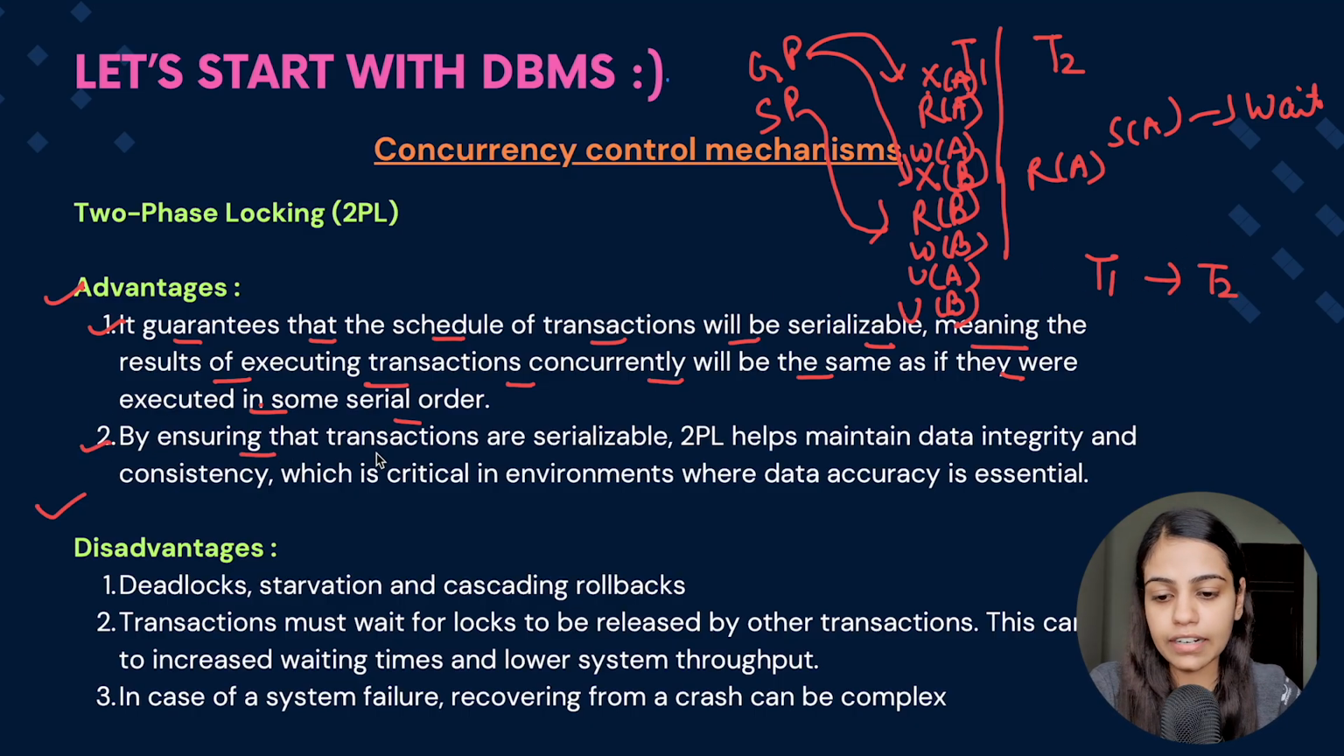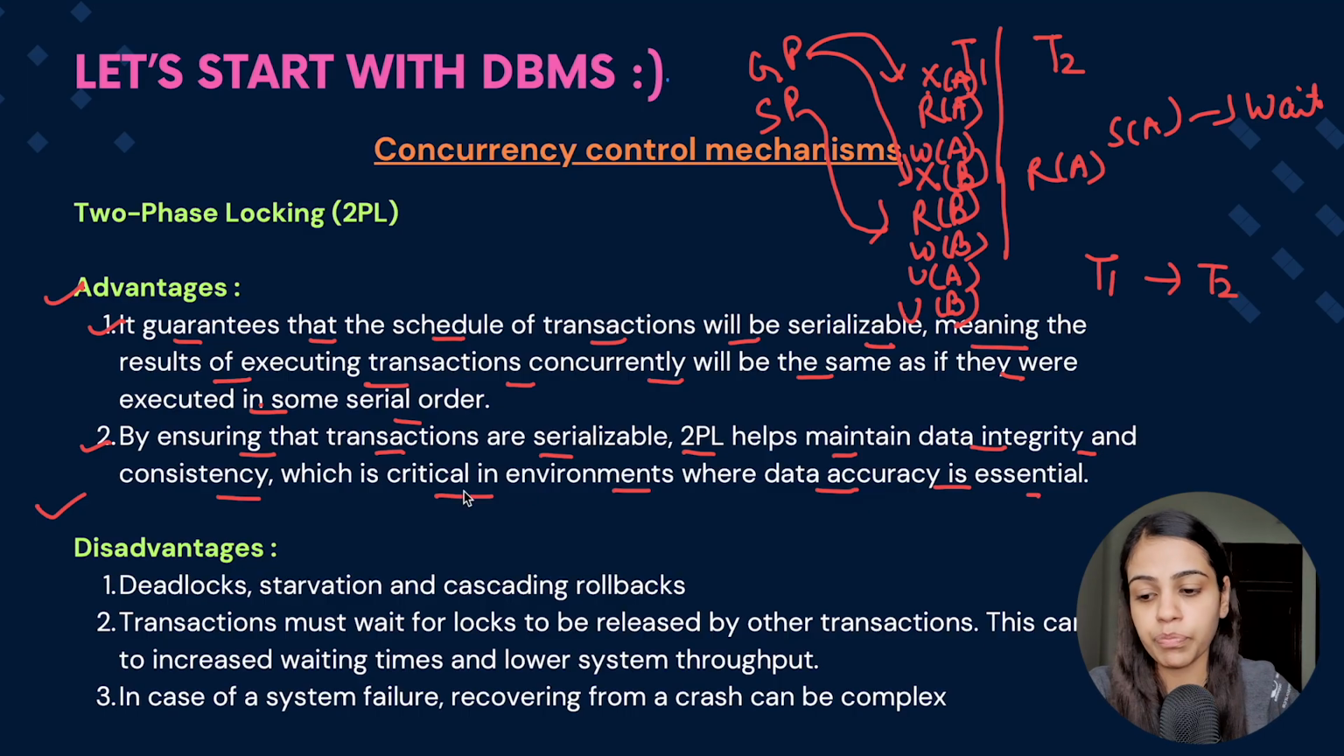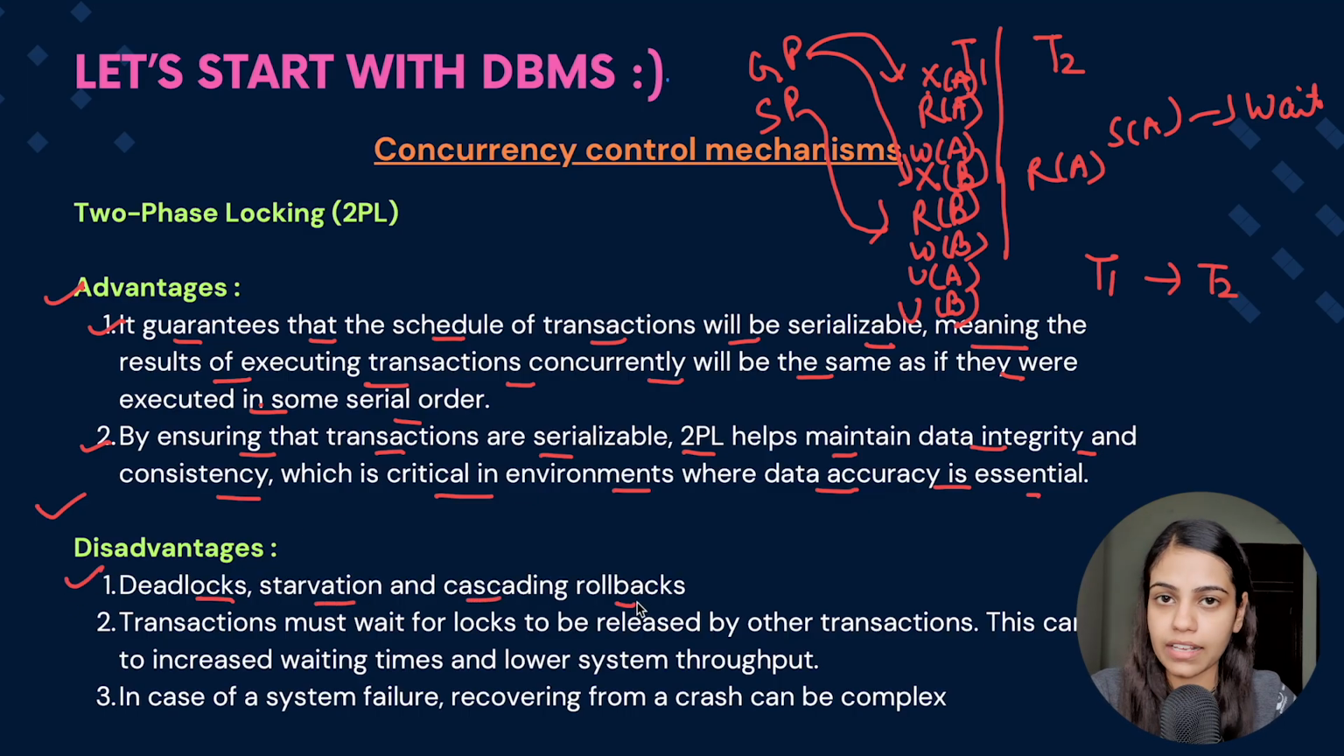Now by ensuring that the transactions are serializable, 2PL helps to maintain data integrity and consistency, which is critical in environments where data accuracy is essential. Now coming to disadvantages: deadlocks, starvation and cascading rollbacks are still there.